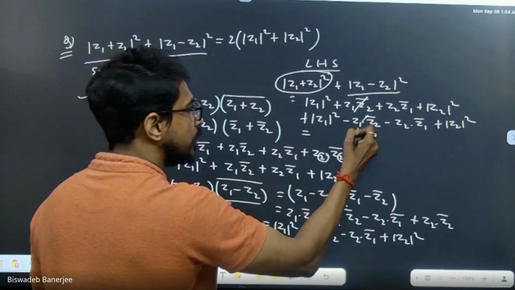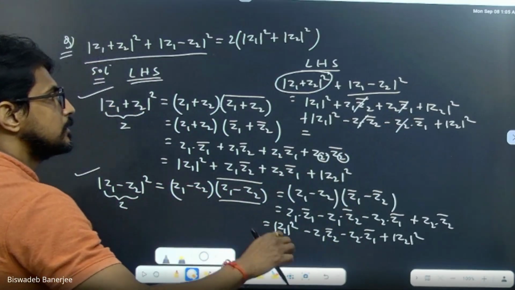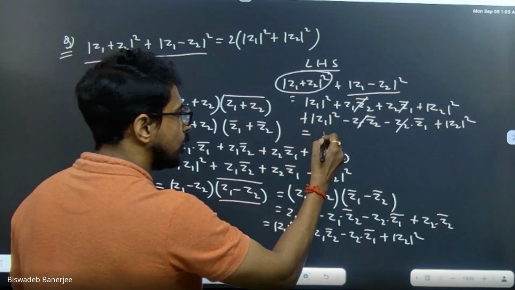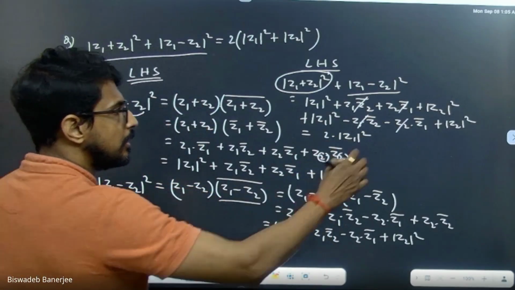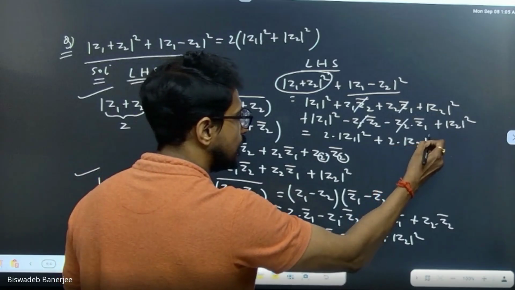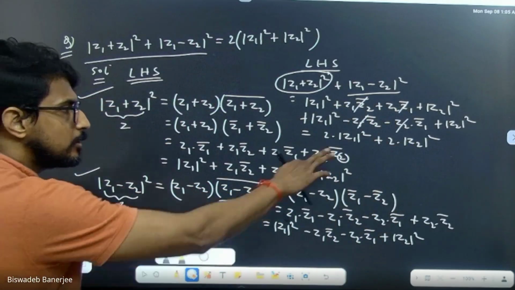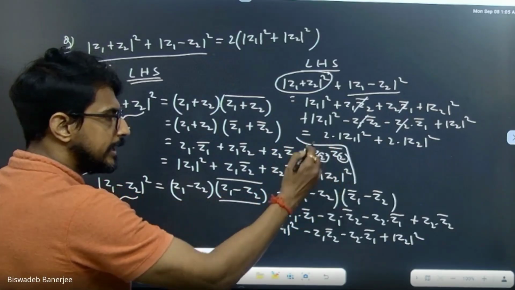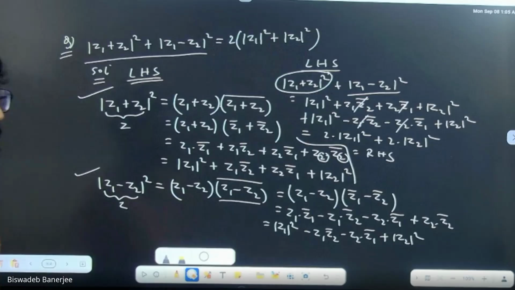Now see that these two get cancelled. Mod Z1 square plus mod Z1 square will be 2 times mod Z1 square. Similarly, mod Z2 square plus mod Z2 square will be 2 times mod Z2 whole square. And this is my right hand side. Take 2 common. See that, my right hand side is 2 times mod Z1 square plus mod Z2 square.